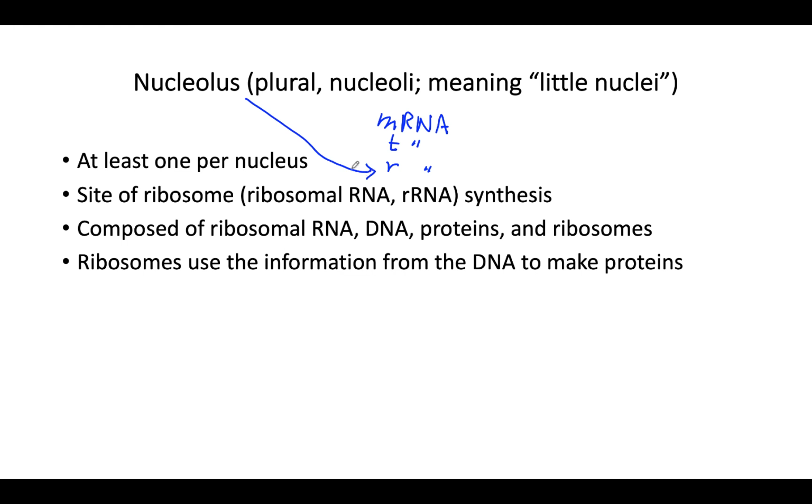The nucleolus is composed of ribosomal RNA, DNA, protein, and ribosomes. Ribosomes use the information from the DNA to make protein. I told you that the ribosome is the site where protein synthesis takes place. This ribosome is composed of RNA plus protein. That ribosomal RNA can be synthesized from the nucleolus inside the nucleus.